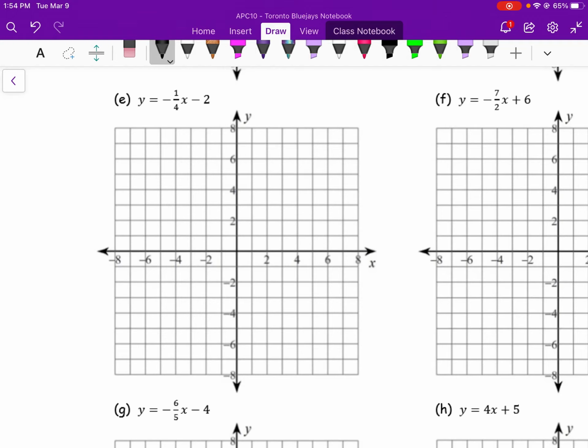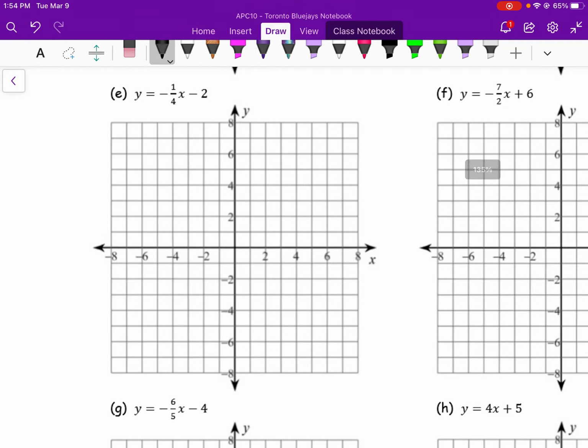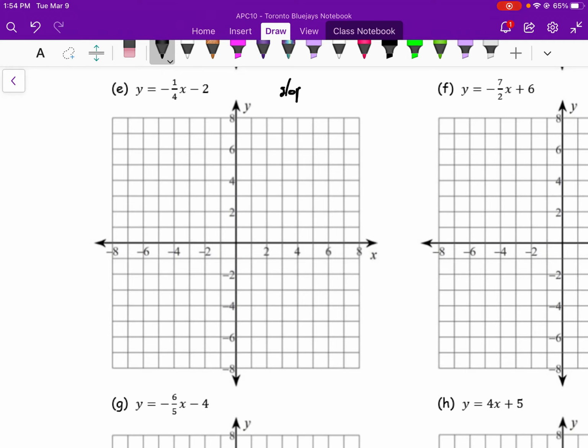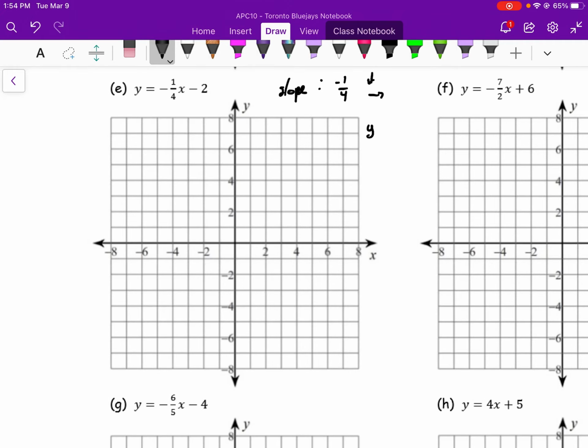So my slope here is -1/4. That means since 1 is negative, I go down 1 unit over to the right 4. My y-intercept is -2.